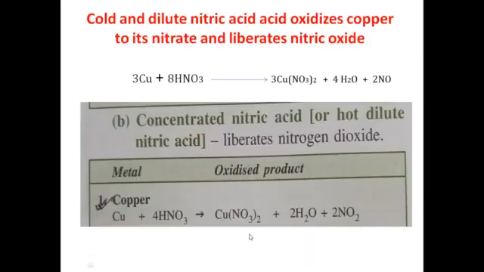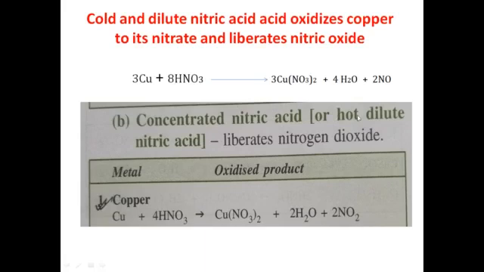And then when copper combines with cold and dilute nitric acid, it gives copper nitrate plus water plus nitric oxide, whereas when it reacts with concentrated nitric acid, then you will get nitrogen dioxide. If you compare these two reactions, the rest of the things are same. Reactants and products are same, except here with dilute you get nitric oxide, and with concentrated you get nitrogen dioxide.